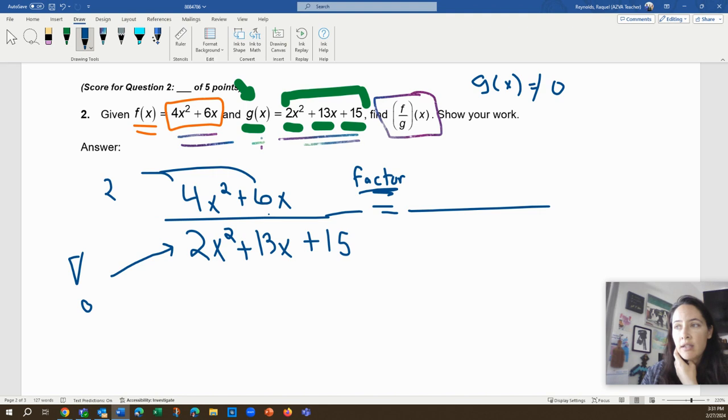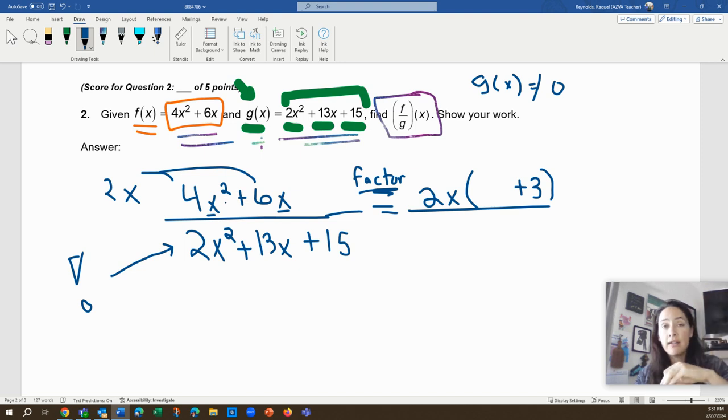X squared and 6x. Okay, they both have an x. Clearly we see that. Hopefully we see that. If not, that's okay. So this 2x is what I'm factoring out. I'm pulling it out. So over here with the 6x, if I pull out a 2 or divide out a 2 and divide out an x, well, the x will go away and 6 divided by 2 will be 3. So we write plus 3.